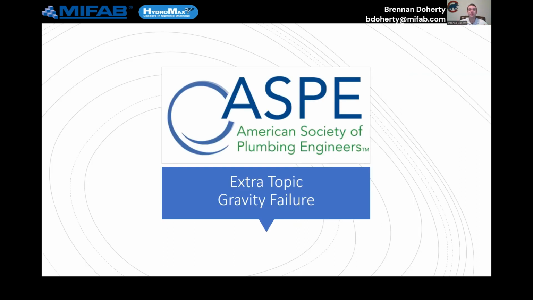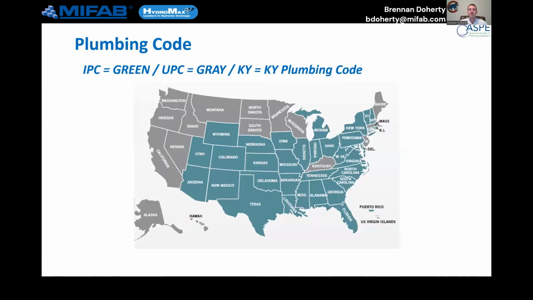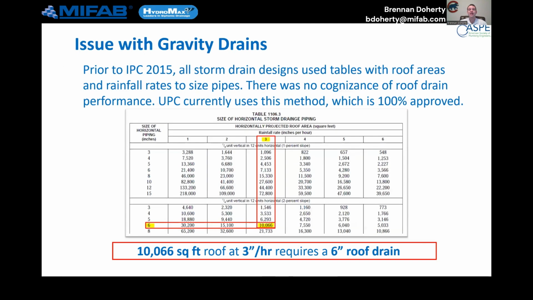Last section for us. I want to beat up gravity one last time and then we'll let it be. Depending on where you are designing a project in the US, it's generally going to fall under IPC or UPC code. If we are designing a building in a UPC territory, we size using our flow charts. And it's as simple as a 3-inch rainfall rate, 10,000 square foot roof, tells us we need a 6-inch roof drain in order to meet that code requirement.